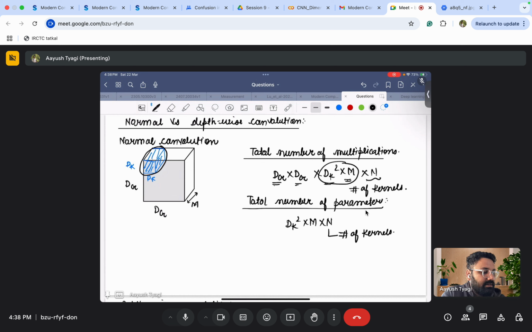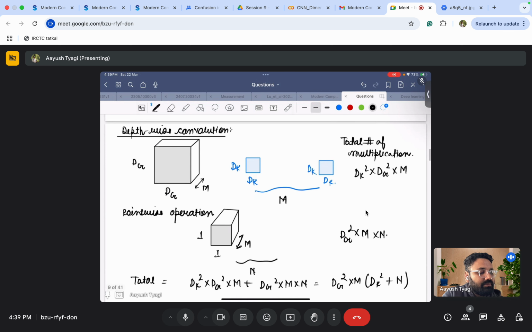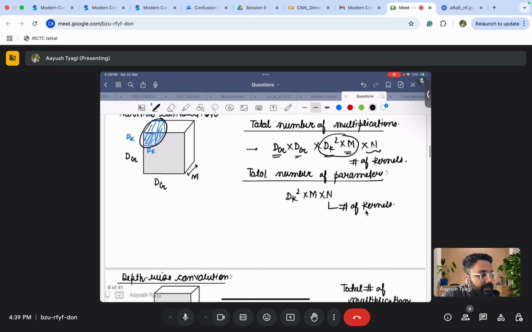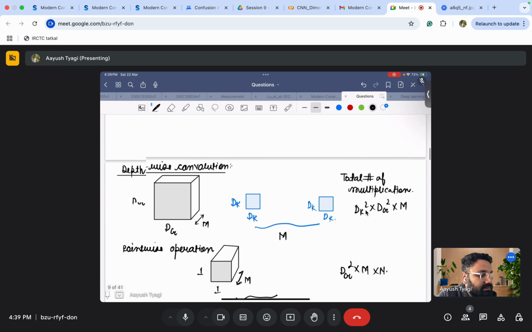Yes. And if you have k kernels, then you multiply everything by k. This is your total number of multiplications or computations in this case. Now if you go to depth-wise convolution, but let's approximate. The scale is completely different, so the order will be completely different in this case.